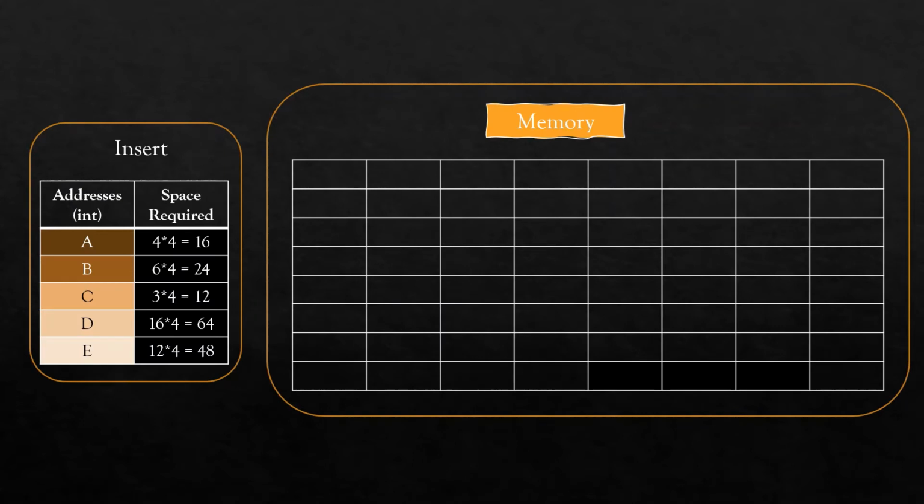In the list A, one integer occupies 4 bytes, and this list has 4 elements. So the total space required to store A is 16 bytes. Similarly, B takes 6 into 4, which is equal to 24 bytes of space. C takes 12 bytes of space. D takes 64 bytes of space, and E requires 48 bytes of space.